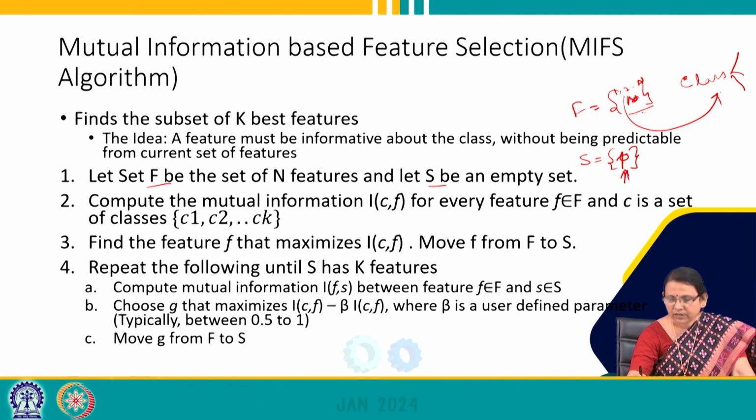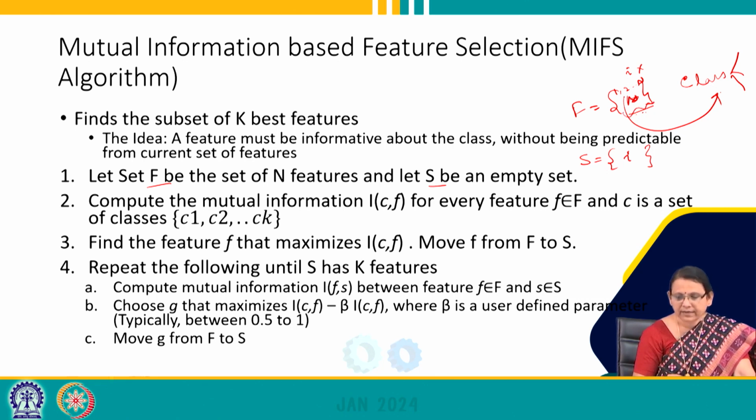Let us say in this set now you have some feature called I. Now, I is no more here, I has been removed from here. Now, whatever are the remaining features, our aim is to see that this should not be predictable from this one. So, you compute the mutual information between the features which are already existing here and this feature I. Now, out of these let us choose some feature G that maximizes the mutual information which you are getting from this C and considering C and F together.